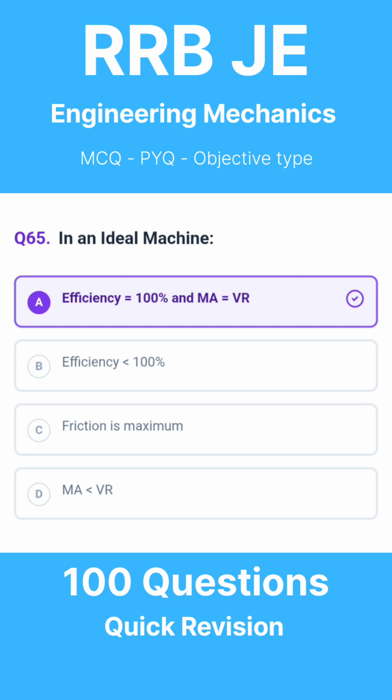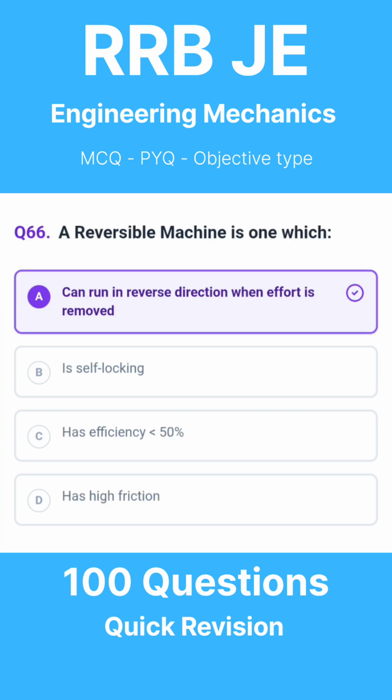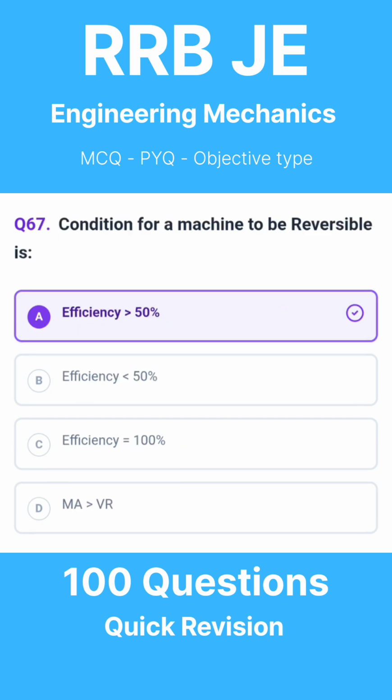Question 65. In an ideal machine, the correct answer is efficiency equals 100% and MA equals VR. Question 66. A reversible machine is one which. The correct answer is can run in reverse direction when effort is removed. Question 67. Condition for a machine to be reversible is. The correct answer is efficiency greater than 50%.